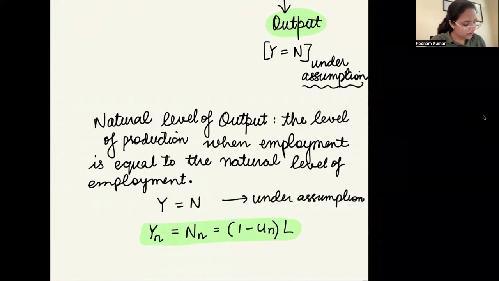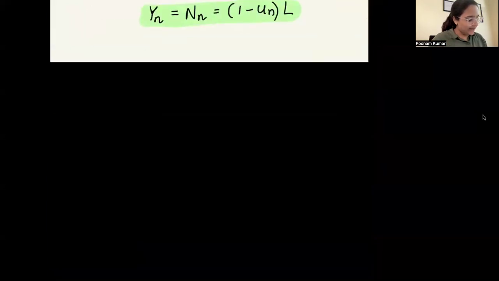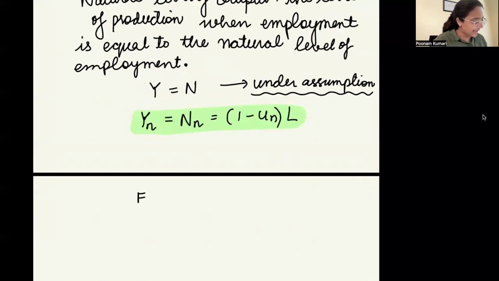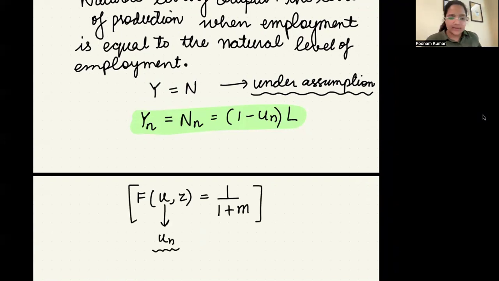Yes, ma'am. तो आपने देखा होगा कि हम जब वेज सेटिंग और प्राइस सेटिंग रिलेशनशिप को स्टडी कर रहे थे, we were studying the wage setting and price setting relation. So we were writing something like this, right? That, F of U comma Z, that should be equal to 1 upon 1 plus M. This defines my UN, right? है ना? This is my wage setting. This is my price setting relation. When they are both equal, then the rate of unemployment that I get, that is my natural rate of unemployment.